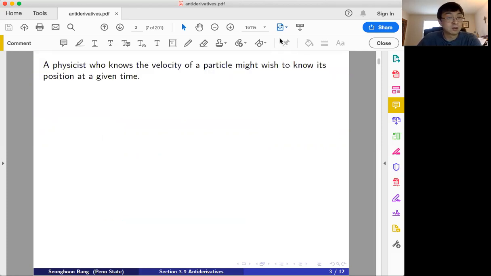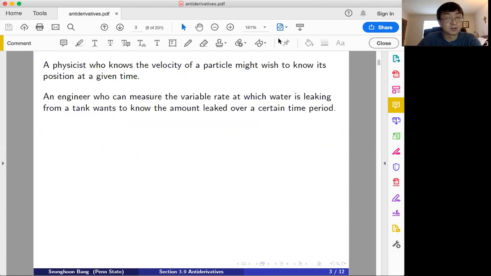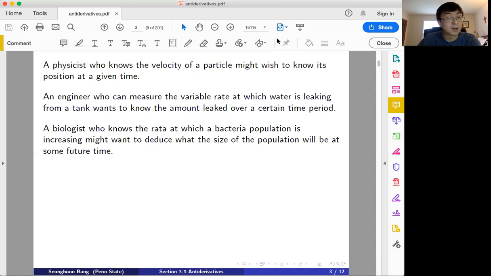So, the physicist who knows the velocity of a particle might wish to know its position at a given time. An engineer who can measure the variable rate at which water is leaking from a tank wants to know the amount leaked over a certain time period. A biologist who knows the rate at which a bacteria population is increasing might want to deduce what the size of the population will be at some future time.